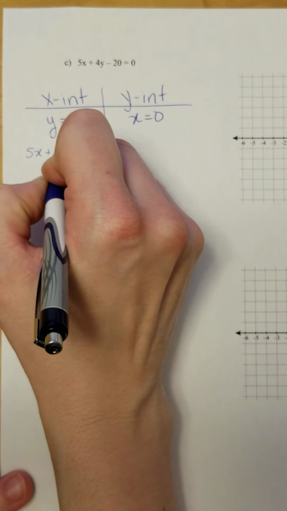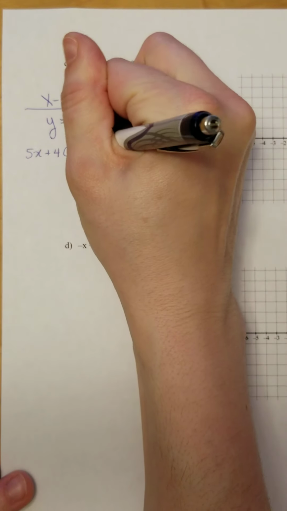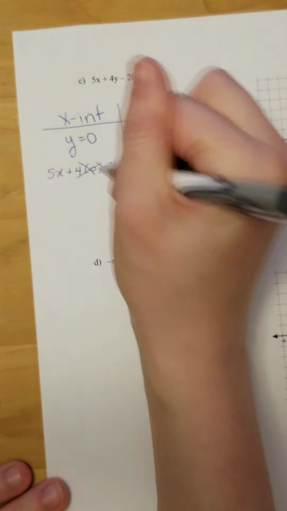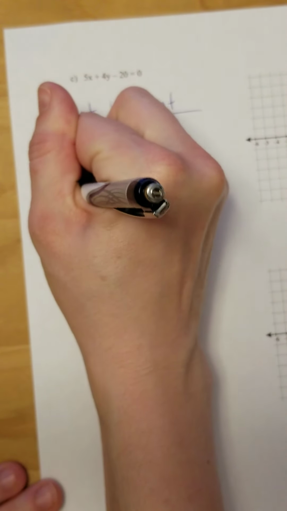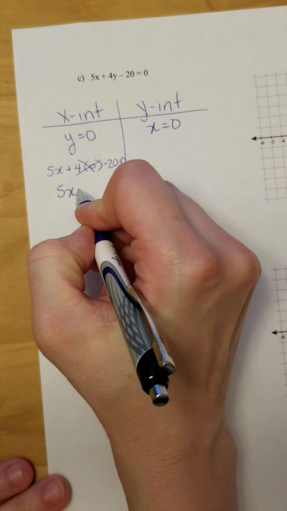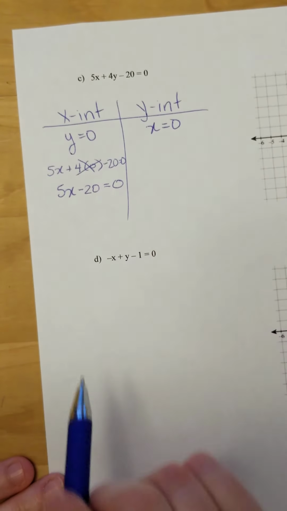5x plus 4y, but in this case, y is 0, minus 20 equals 0. I know this whole term goes away because 4 times 0 is 0. So all I have now, I have 5x, but my left-hand side still has the negative 20 on it. And then my right-hand side was equal to 0.